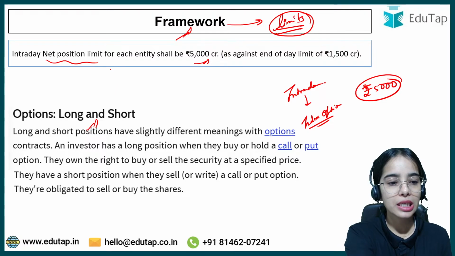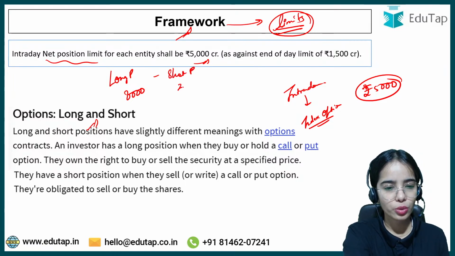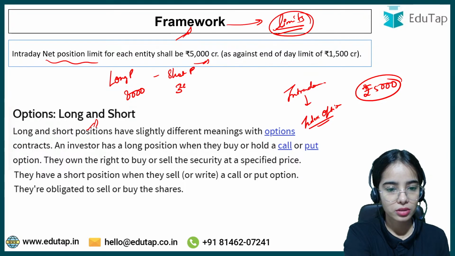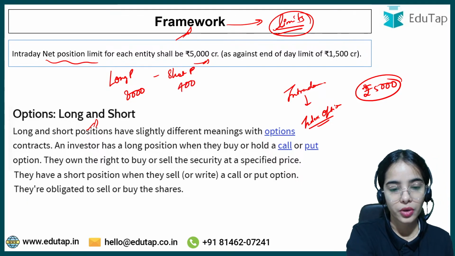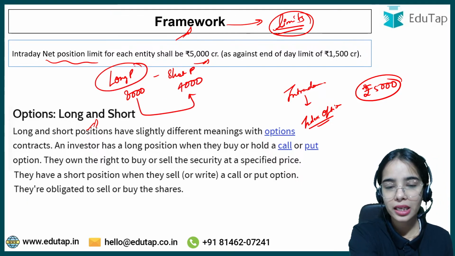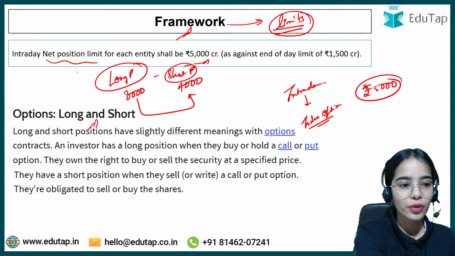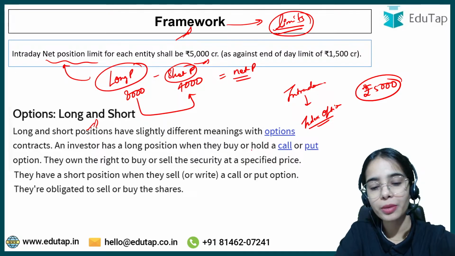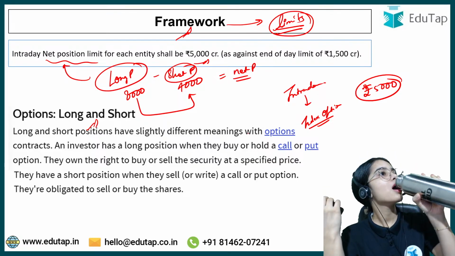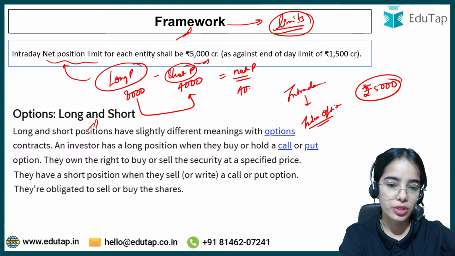Net position limit means, let's say I have a long position of 8,000 and a short position of 4,000. Long position means I'm buying the options. Short position means I'm selling the options. So what is the net position that I have? Can anyone tell me the net position? How much net position do I have? The net position is 4,000 crores.